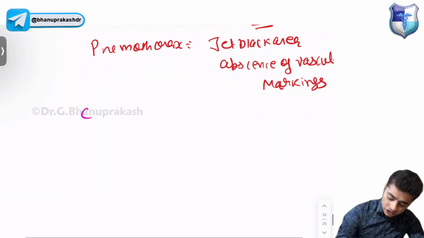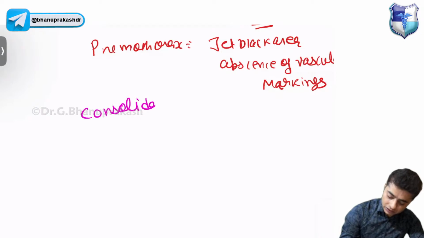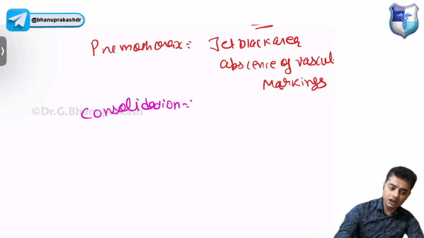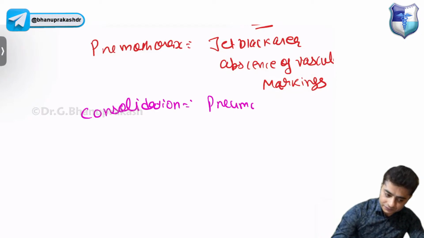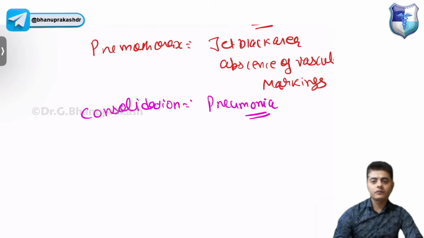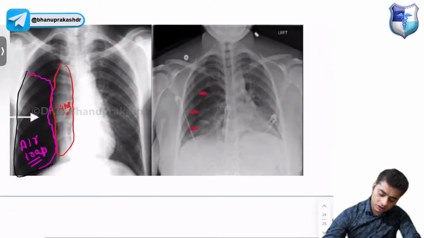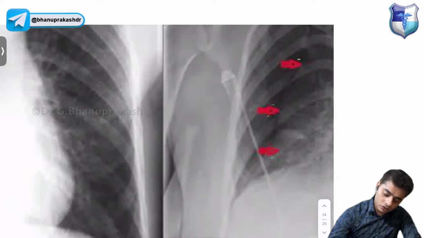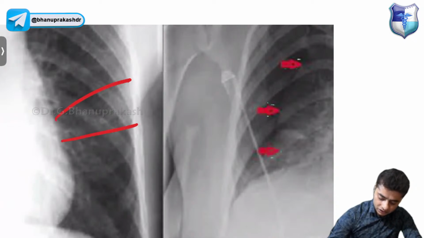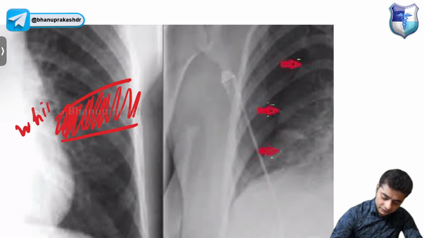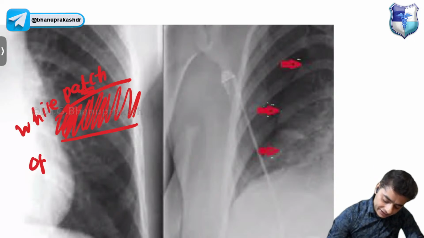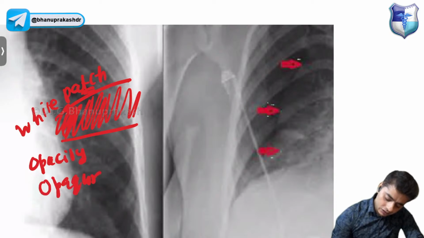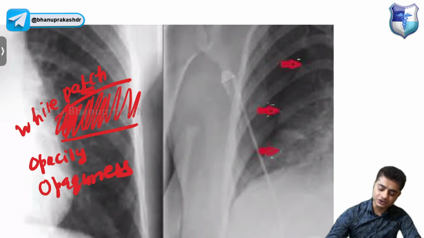Another thing you can get is consolidation, in a pneumonia kind of patient. What will you get in consolidation? Suppose we take this lung. Here you will get a consolidation kind of picture, a white patch, or opacity, or opaqueness. You will find it in a pneumonia kind of patient.